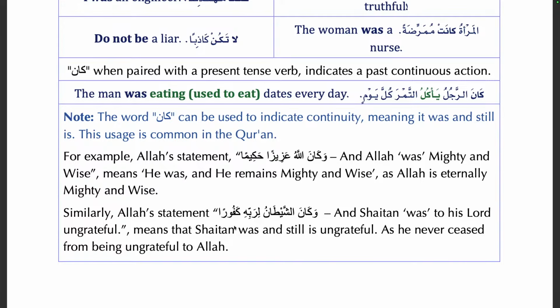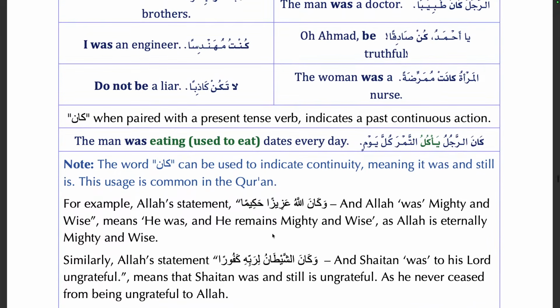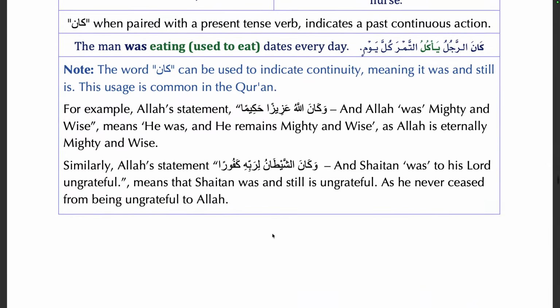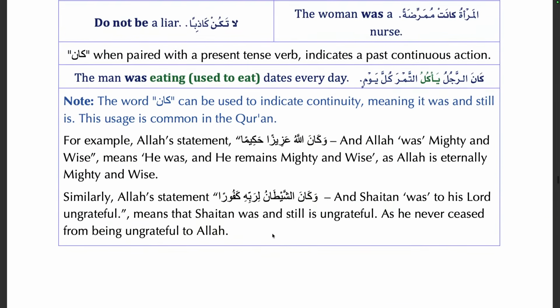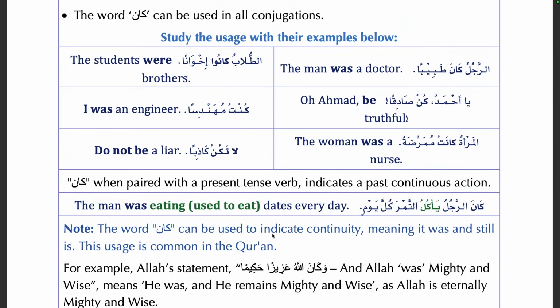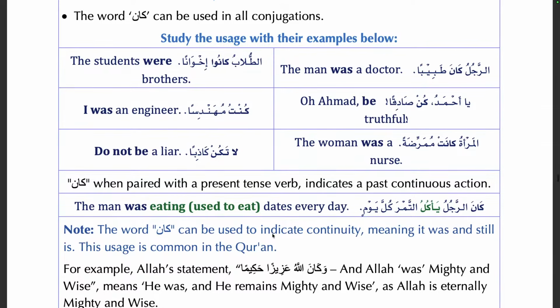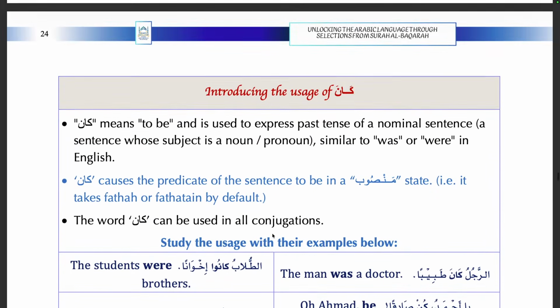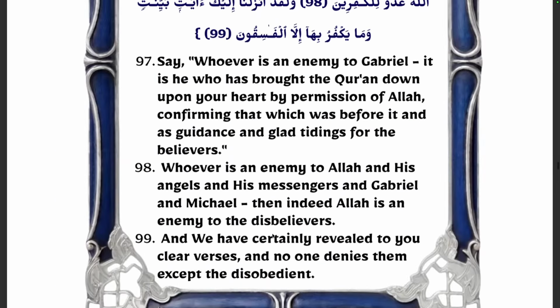Means shaitan was and still ungrateful, as we mentioned. Right? So these are the main uses of kana. And as we come across more and more texts, we're going to highlight them. Now let's go back, before we continue, let's go back to the verse.